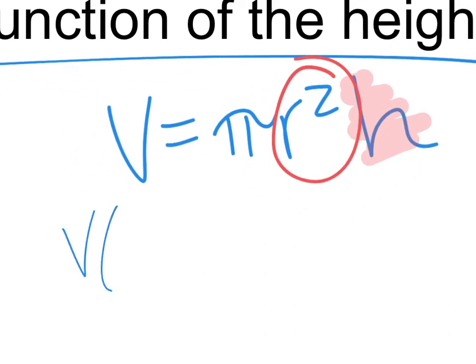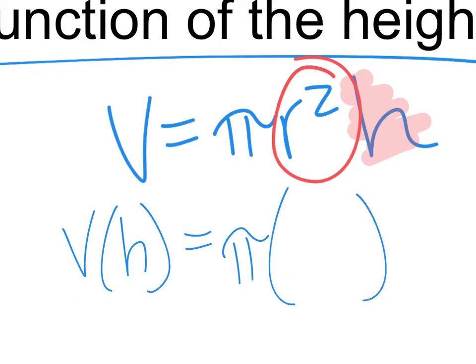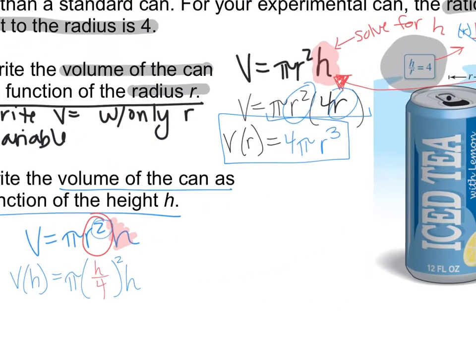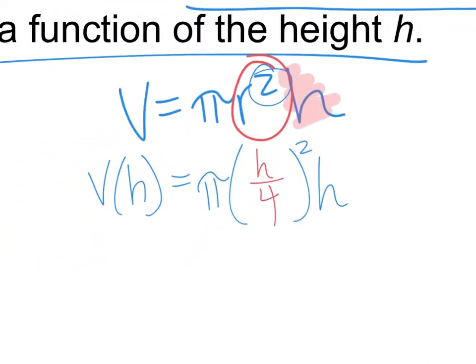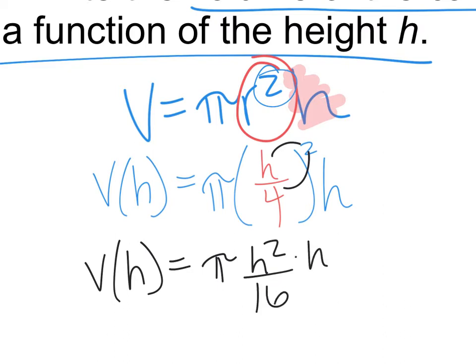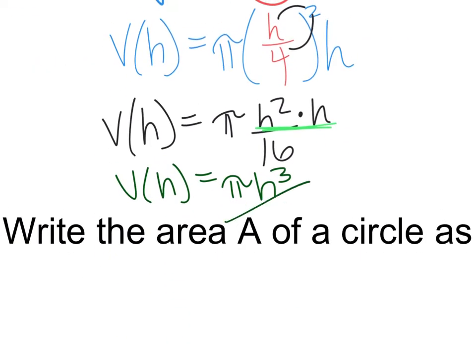So I'm going to say volume as a function of h, or height, is pi. And then for substituting in, we said r is h divided by 4. That is squared, and then times h. If we simplify here, the volume in terms of height is pi, and then we need to square both of these. So h squared, and then in the denominator, 4 squared is 16, times h. And then we can multiply the two h's together. So our final function would be pi times h to the third power, and then the 16 in the denominator.